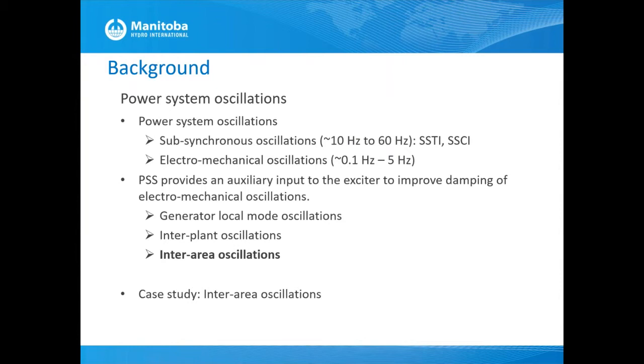The third type is the inter-area mode of oscillations. Those can happen between two sets of generator groups in two areas. So today we are going to talk about how to damp inter-area oscillations. Now, the frequency of oscillations for inter-area oscillations is on the lower side of the range for electromechanical oscillations, which is about 0.1 to say 1 Hz.